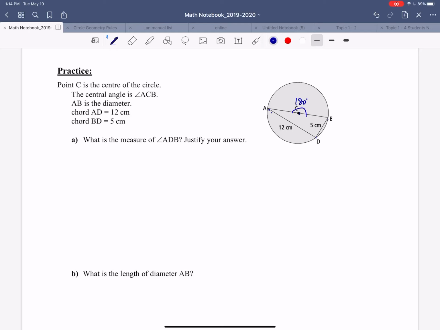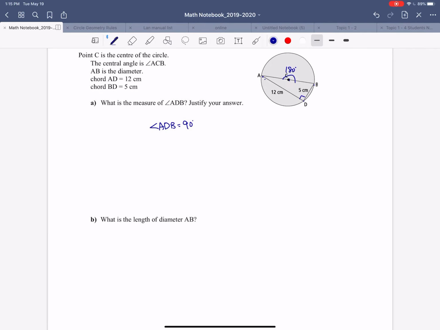ADB is an inscribed angle based on the semicircle arc and the diameter chord. So that's half of the circle, which means it's 90 degrees here. ADB equals 90 degrees. It's a right triangle. What's the length of diameter AB?